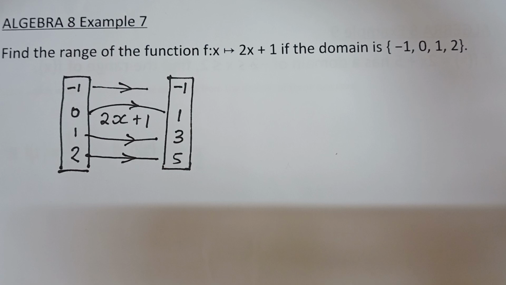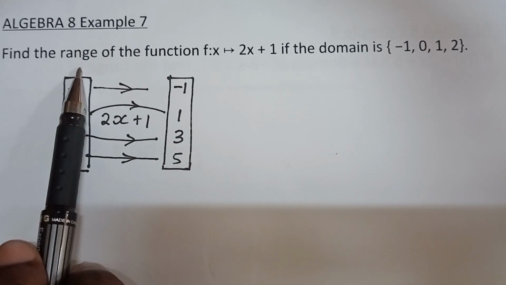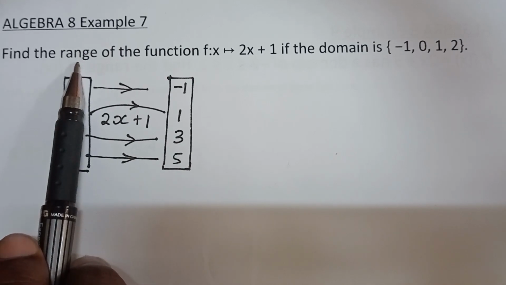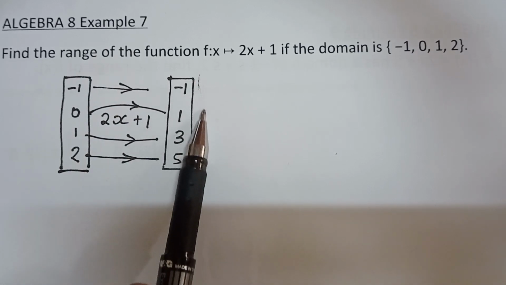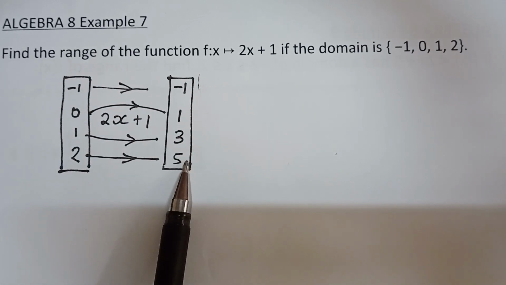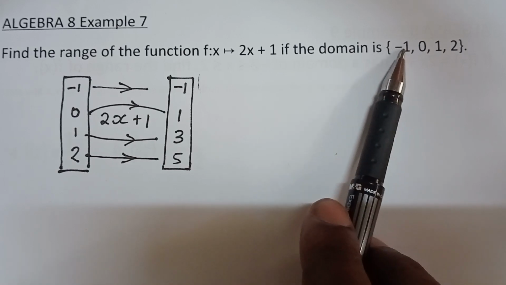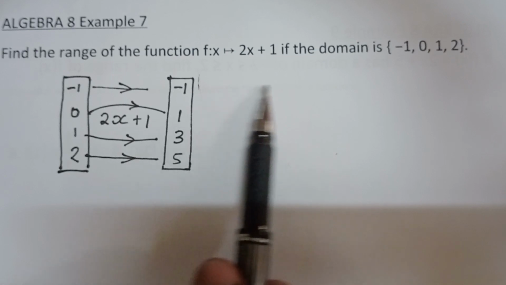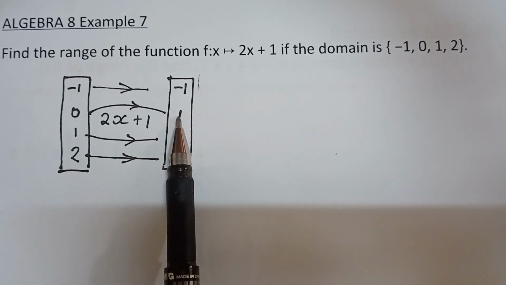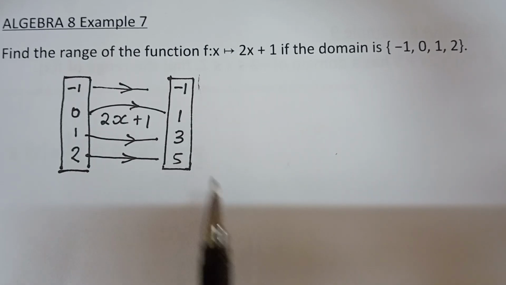So let me repeat the question and explain again. Find the range of the function f(x) = 2x + 1 if the domain is -1, 0, 1, and 2. Find the range. In other words, what are the final products? The range is actually talking about the final product. When the first input is -1, we have a final product of -1. When we have an input of 0, we have a product of 1, and so on and so forth.